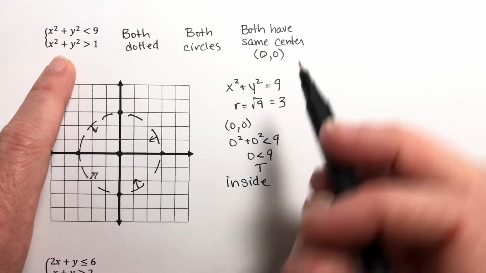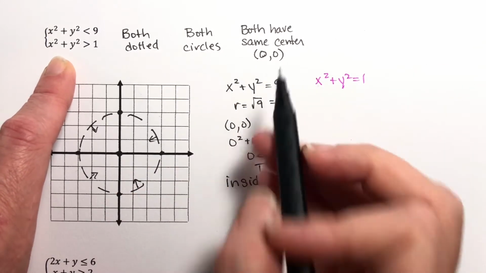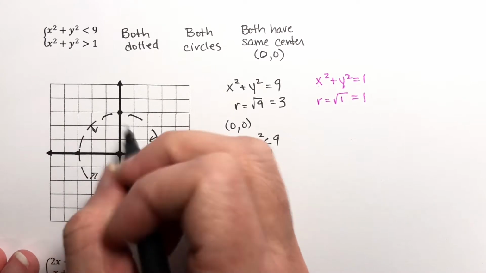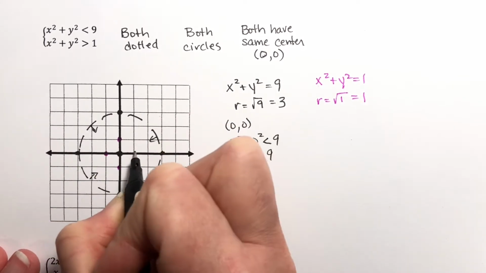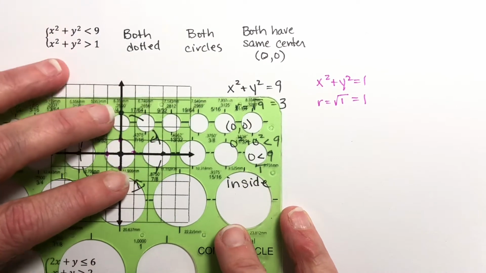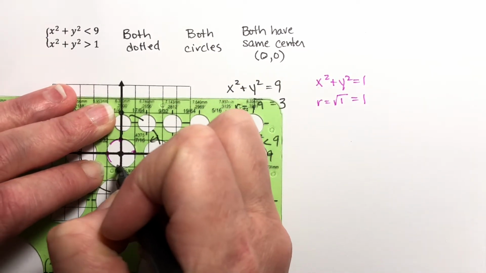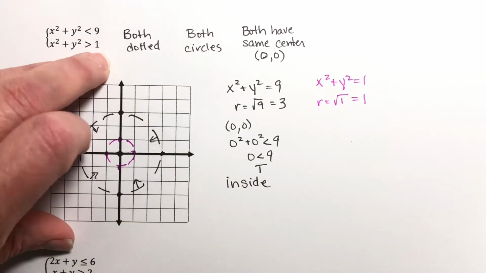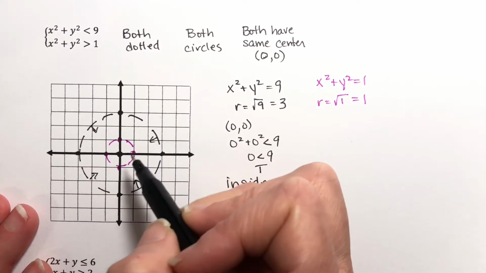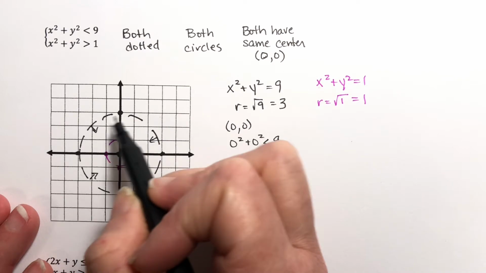Now let's try this one. If I'm working with x squared plus y squared equal to 1, I have the same center, 0, 0. My radius would be the square root of 1, which is simply 1. So from this center, I'm going to go out 1 in every direction. Then connect these with a smaller dotted circle. Now our overall answer, because my answer for this one alone is either inside this circle or outside this circle. If it's inside, then we'll be shading this part because that's the part that's true for both of them. If it's outside, I'll be shading this ring area, donut.